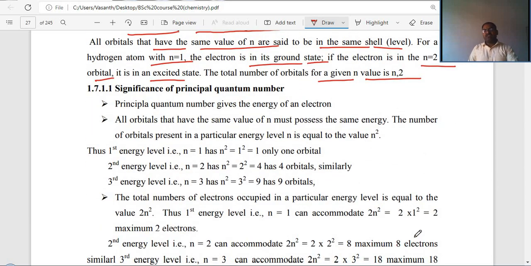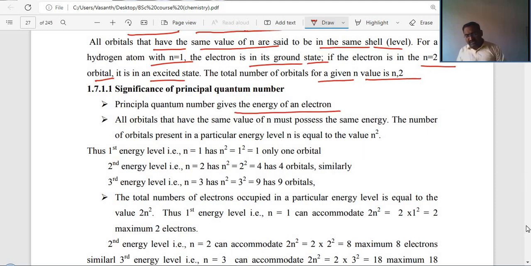What is the significance of the principal quantum number? The principal quantum number gives the energy of an electron. All orbits that have the same value of n must possess the same energy. The number of orbitals present in a particular energy level n is equal to the value of n squared.